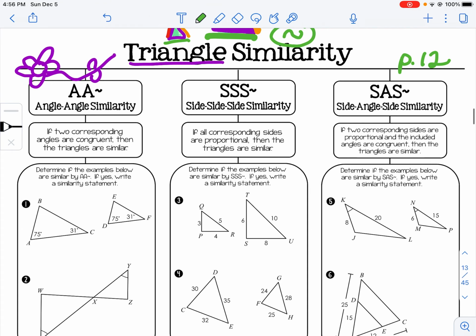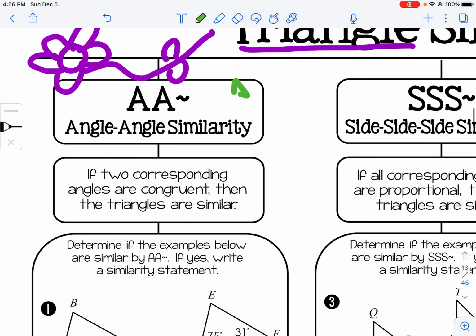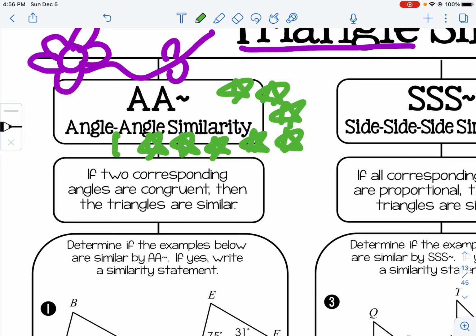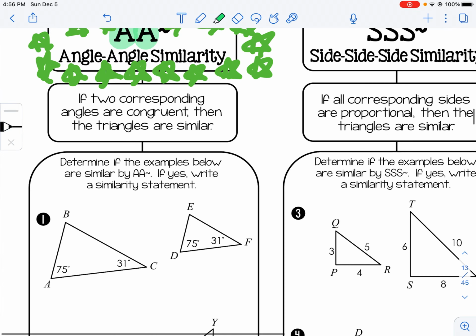But the most important, and what I want you to do is actually quintuple star this. I'm putting as many stars as possible because this is the one that comes up by far the most often in our curriculum, everything else. And what's great is this shortcut tells us that if we know two angles are congruent, we know the triangles are similar. So that's what this says.